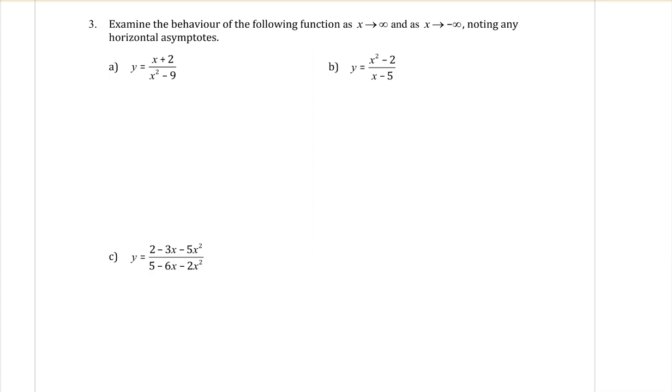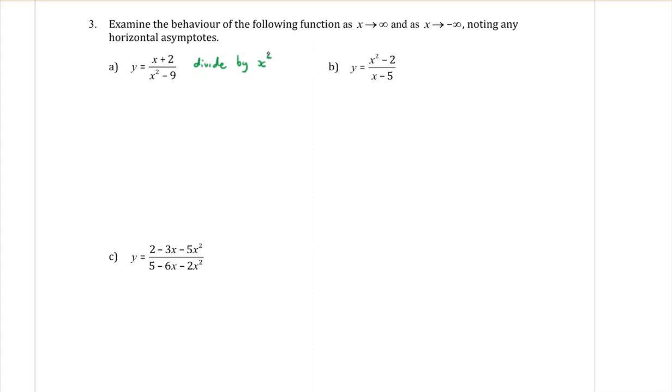So the first thing that we do is we divide through by the highest power of x on the denominator. What's my highest power of x? X squared. So I'm going to write that next to here as a reminder. You wouldn't write this on your test, but if you're looking back at your notes, it might be helpful. I'm going to divide by x squared.